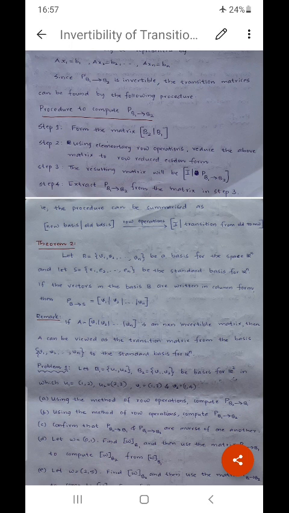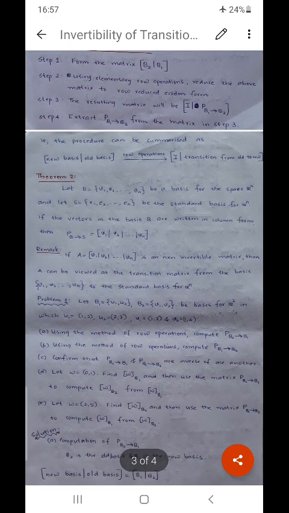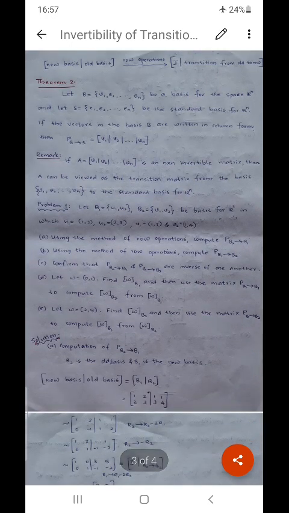As a remark, if A equals the matrix V1, V2, etc., Vn, where each V1, V2, etc. are column matrices, and if this A is invertible, then we can view A as the transition matrix from the basis V1, V2, etc. to the standard basis for Rn. So we have an illustrative example.